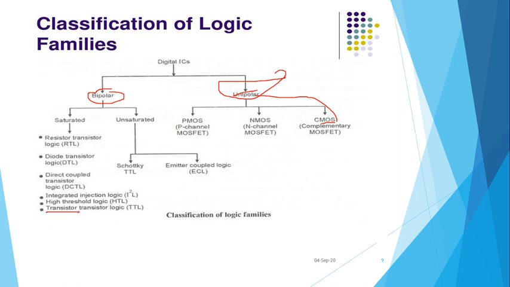The ICs which right now we had discussed, 74 series, 74XX, we can say that. Instead of XX, you can put any number, 00, 02, 04, 08, 32, 86, anything. That IC actually uses this TTL technology, transistor transistor logic. Okay, and then in unsaturated, we have the Schottky TTL and emitter coupled logic, right?